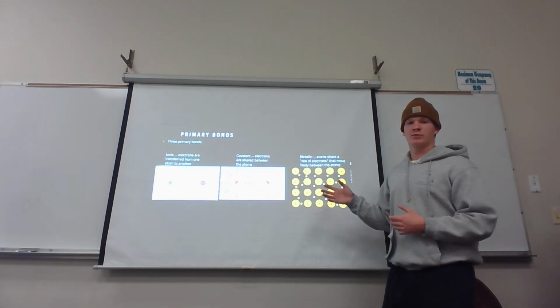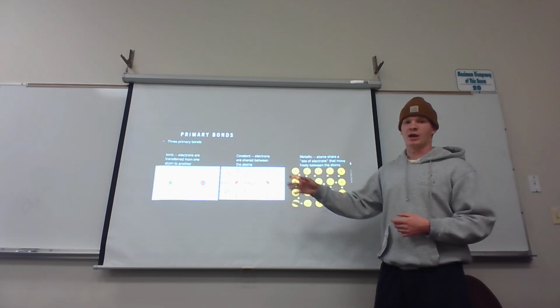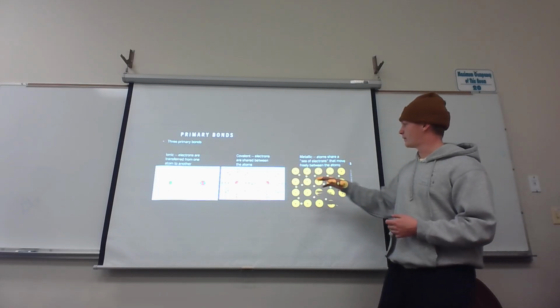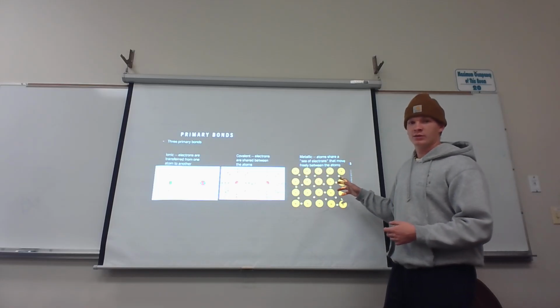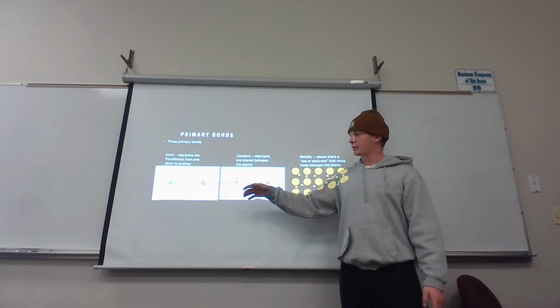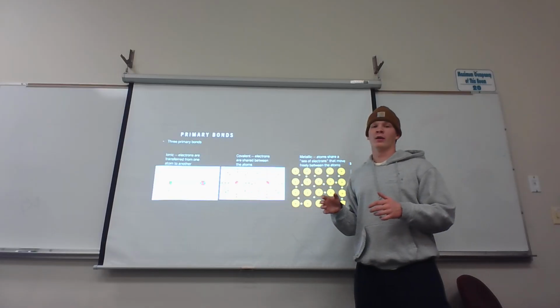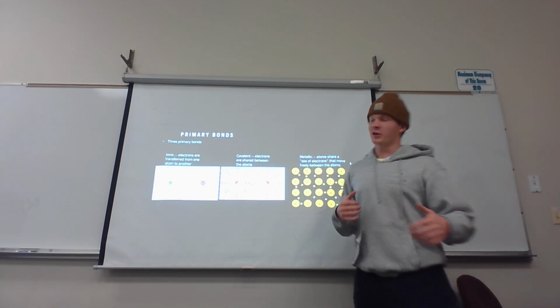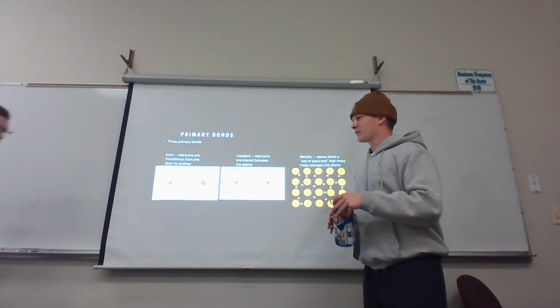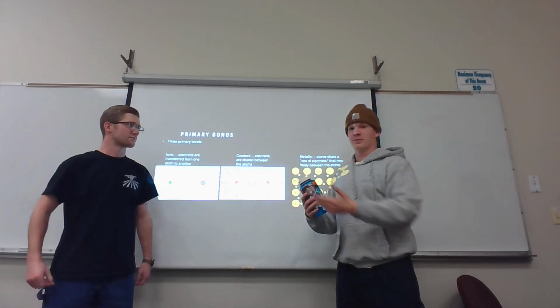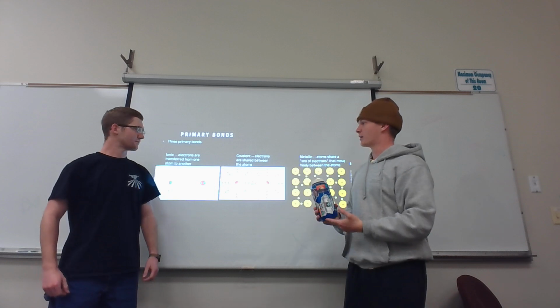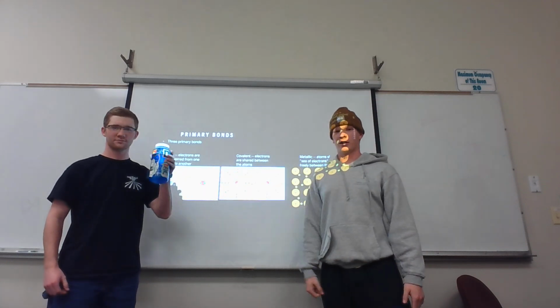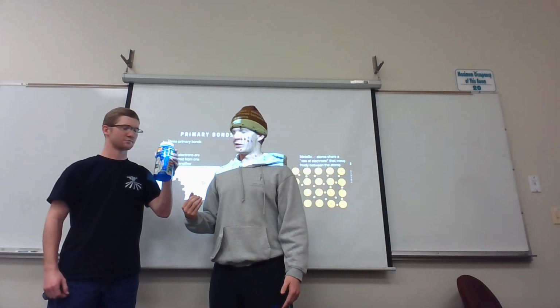So the three types of primary bonds that we have are going to be ionic, covalent, and metallic. The first type is ionic, and this is where the electrons are transferred from one atom to another. So if I can have Cole step here for a second. If I'm an atom, he's an atom, this is an electron, ionic is going to transfer that electron there, and now we're bonded together.